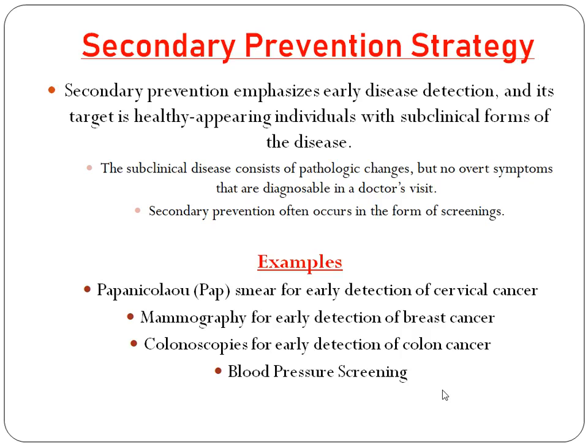Then, of course, one of the examples also is mammography in the detection of breast cancer. Before you get to the breast cancer, before you get to the tumor stage, you quickly detect so that you move into treatment. Then we have colonoscopy. Then you have blood pressure screening for those with hypertensive tendencies. So this is what secondary prevention strategy is about: detecting the subclinical signs before it gets clinical, before it gets to the full-blown state of signs and symptoms and the likes.